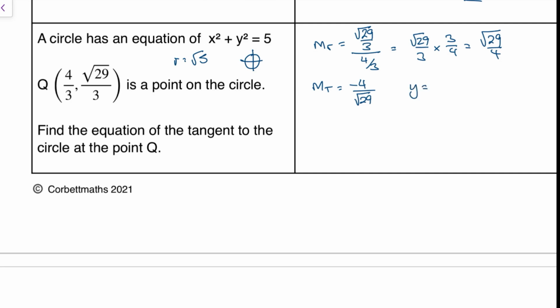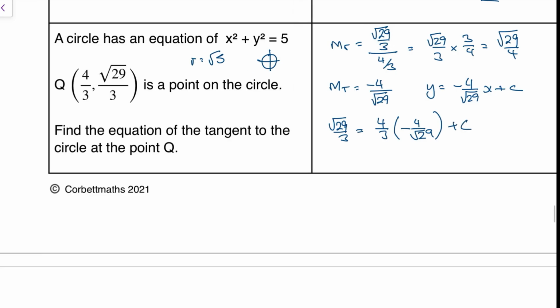Okay, so let's put it in, just to be clear. y equals mx plus c. So y equals negative 4 over root 29 times x plus c. I'm going to leave the root 29 on the bottom just because it might cancel out later. So let's just see what happens for now. That means that root 29 over 3 is equal to negative 4 over 3. I'm going to write this out, even though I can probably simplify it in my head a little bit, times 4 over root 29 plus c.